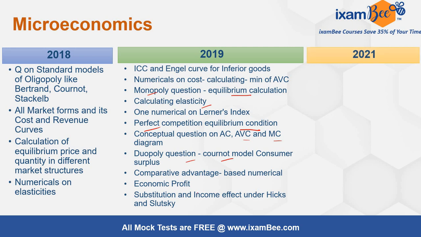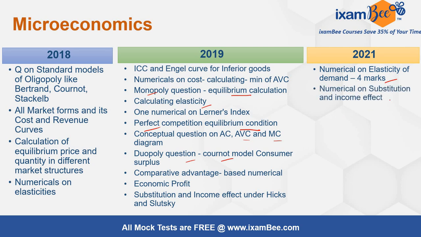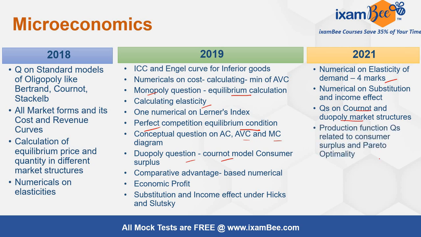Moving on to 2021, last year, the questions from the microeconomics segment consisted of numericals on elasticity of demand, which was a 4-marker question. There was a numerical on substitution and income effect. There was a question on the Cournot and the duopoly market structure. Production function questions related to consumer surplus and Pareto optimality. Then the Cobb-Douglas production function related question was also there, and a numerical on the Leontief matrix.